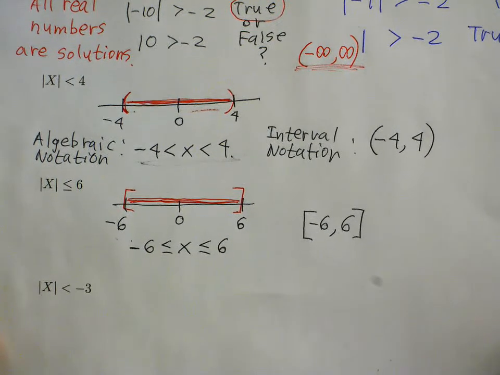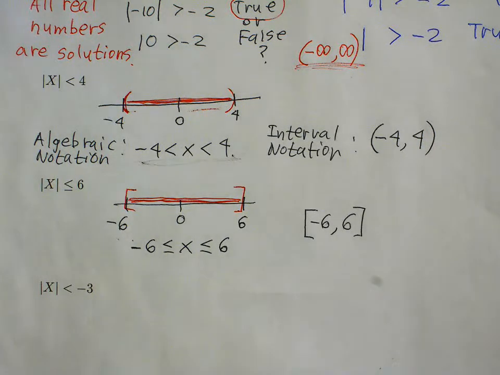Okay, let's look at the next example. The absolute value of x is less than -3. Remember that the absolute value of a real number is never negative. The absolute value of 0 is 0, but for any other number that's not 0, the absolute value of a real number is a positive number.